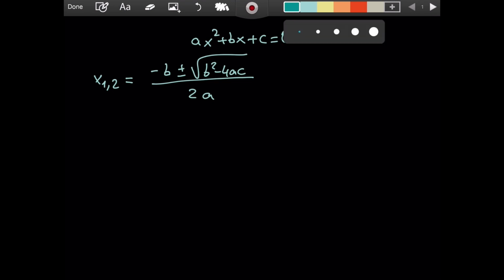Here you should not worry that we have a in the denominator. What if it is equal to 0? Well, it is not equal to 0 for this equation to be a quadratic equation.